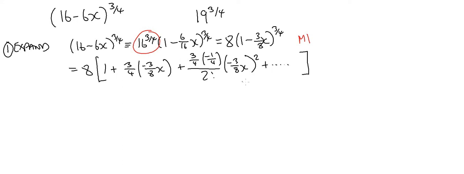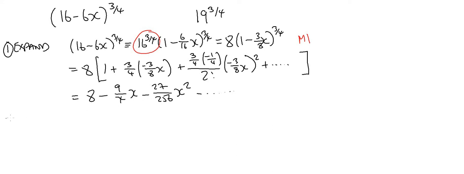We're only interested in the x squared term. So then we multiply all of that out, and we end up with 8 minus 9 over 4 x minus 27 over 256 x squared. Right, we're only interested in the x squared term. Okay, so we've done that.